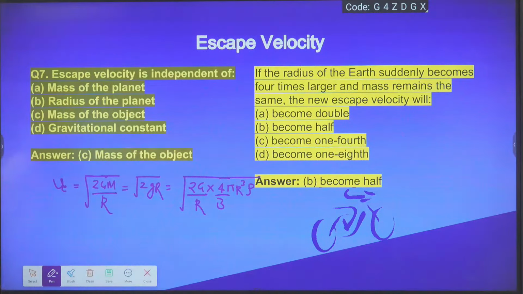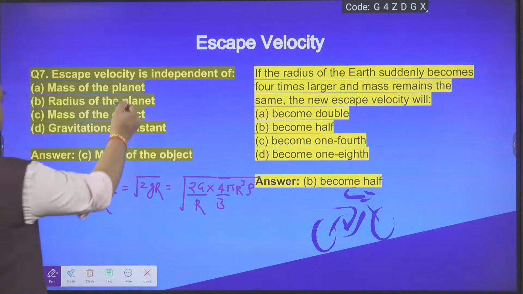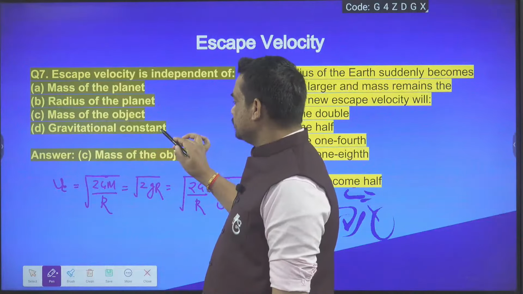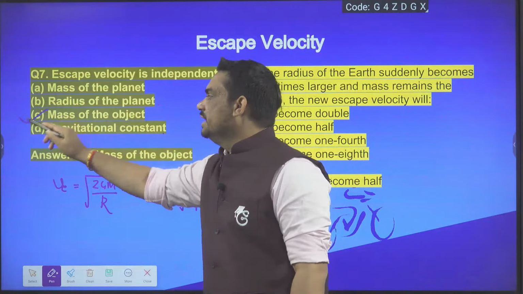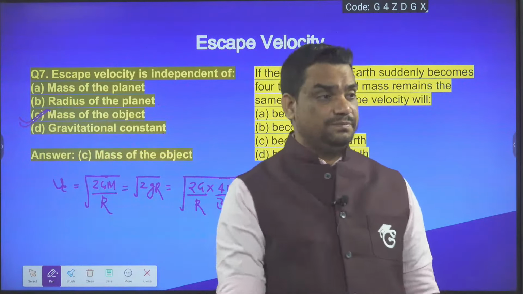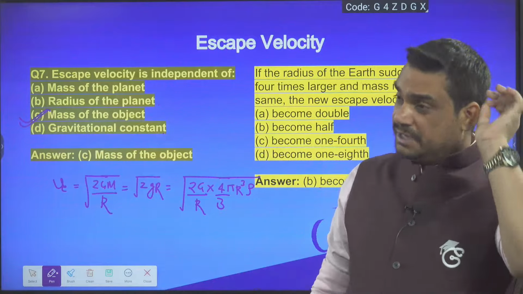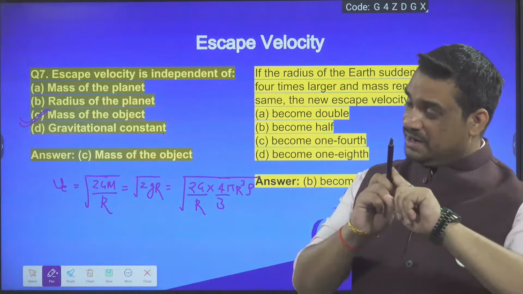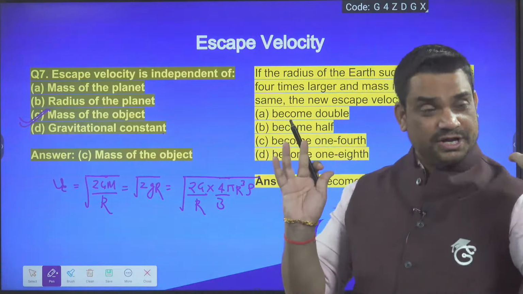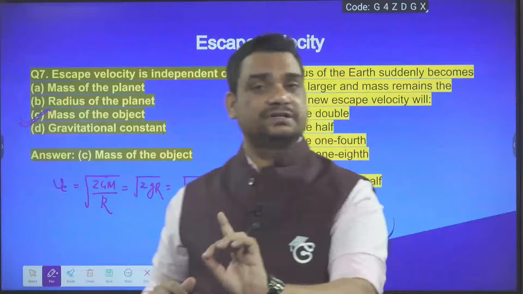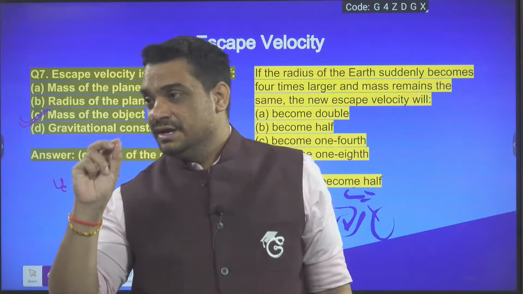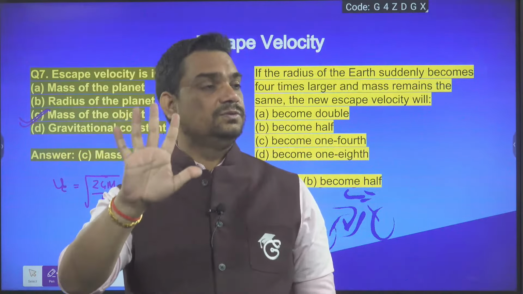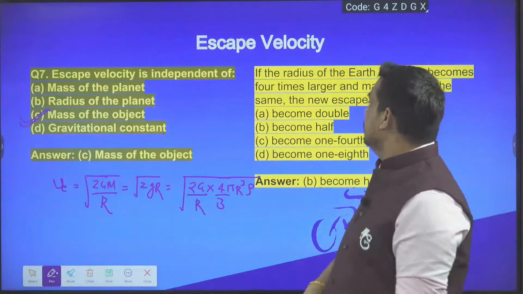So escape velocity will depend on the mass of the planet, it will depend on the radius of the planet, it will depend on the gravitational constant, but it does not depend on the mass of the object. Okay, so if I project this pen, or I project a rocket from the surface of Earth, then from the surface of Earth, escape velocity for any small object or heavier object remains 11.2 kilometer per second.